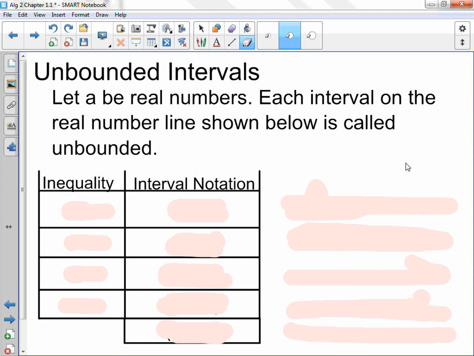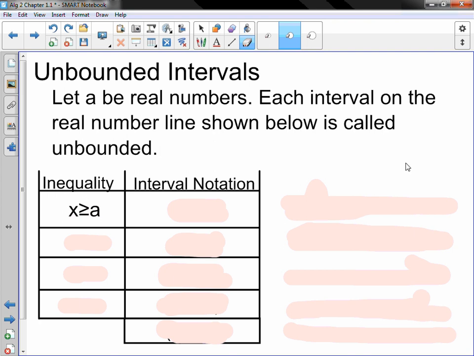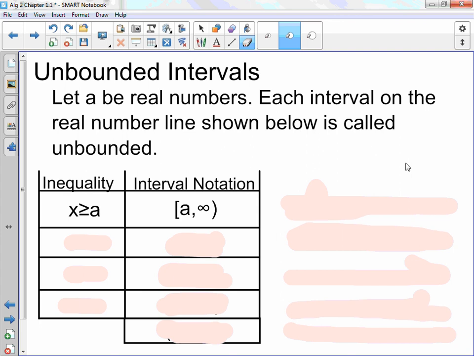Now the other type that we have is unbounded intervals. An unbounded interval is going to be, so let A be a real number. Each interval on the real number line shown below is called unbounded. The first one we have is X is greater than or equal to A. So any number that is greater than or equal to A will be in this interval. And the way we write this is bracket A, comma, infinity. Since greater than or equal to means A is included, whatever value it is, comma, infinity. The number on the right of this interval will always be the bigger number. So here, it's infinity, which is always going to be bigger than whatever A is.